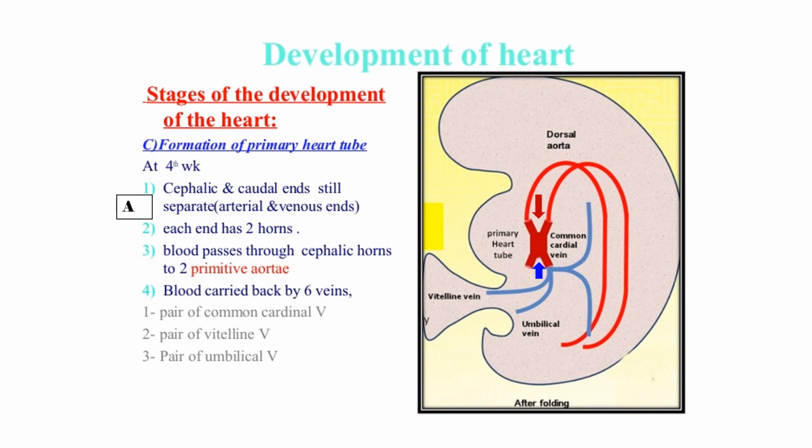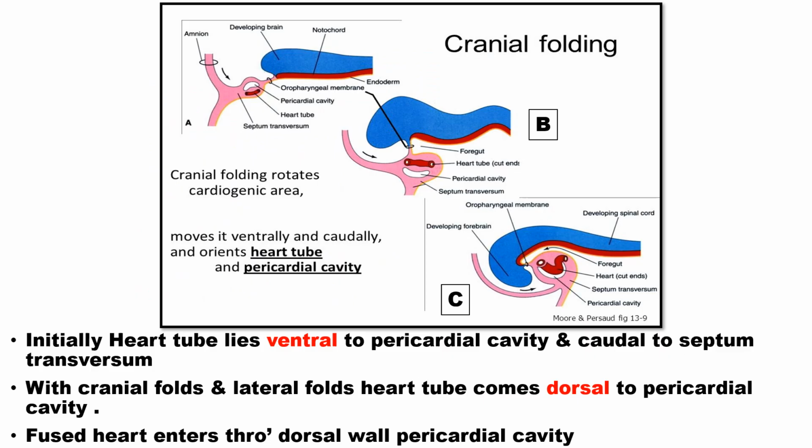The cephalic end is the arterial end and the caudal end is represented as the venous end. Each presents two horns. The blood from the cephalic horn enters the dorsal aorta. Blood reaches the heart tube via 6 veins, or 3 pairs of veins, from the caudal end.